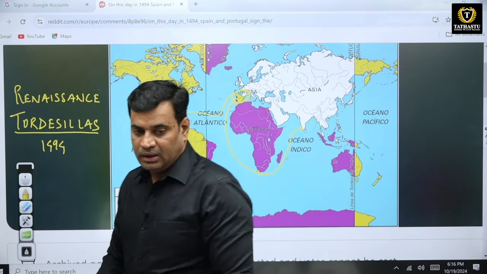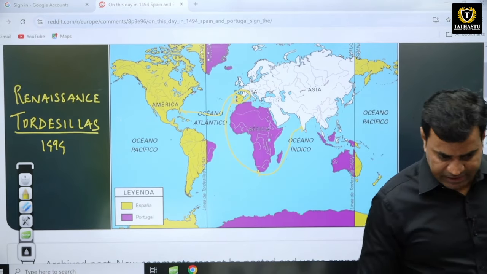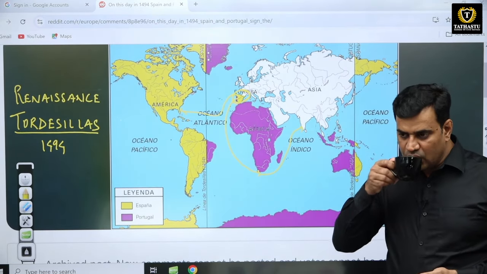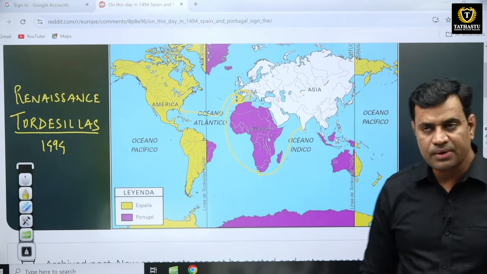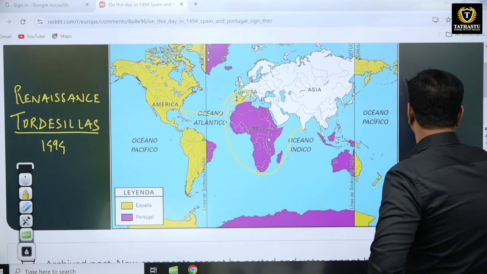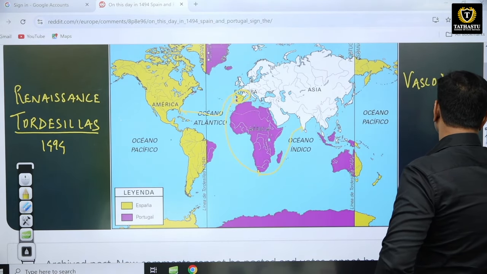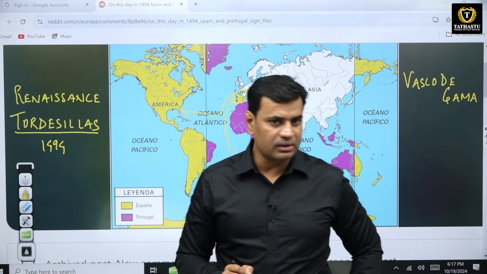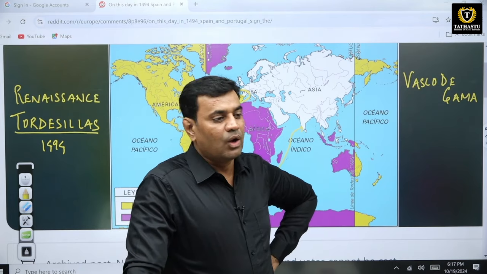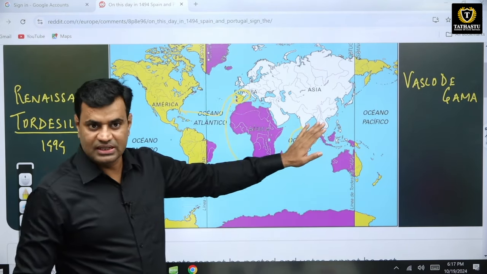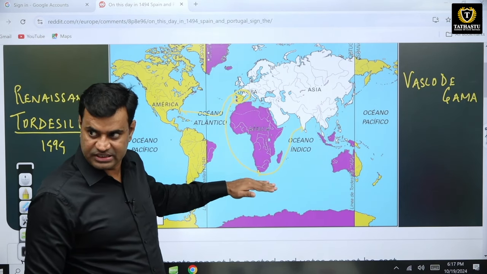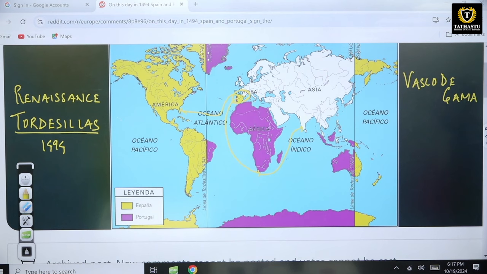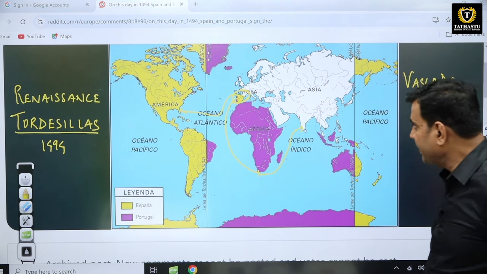Right, in this process, the Portuguese sailor Vasco da Gama, sailor, Navik, reached the southern tip of the African continent, known as the Cape of Good Hope. You should know these regions.